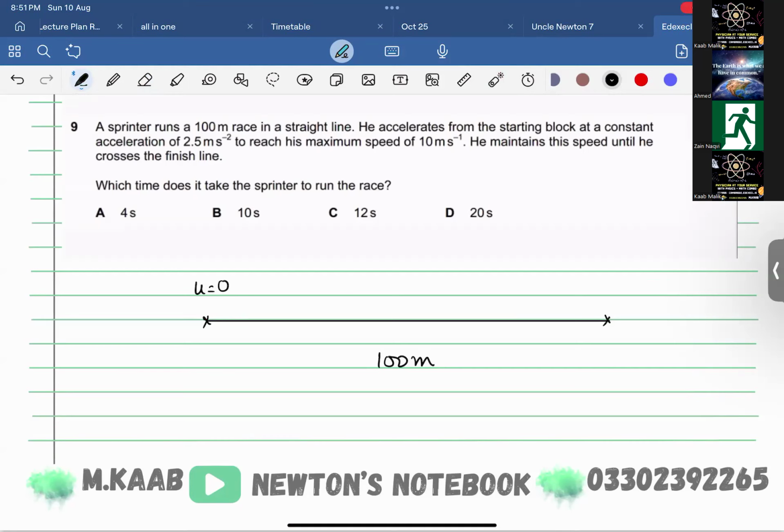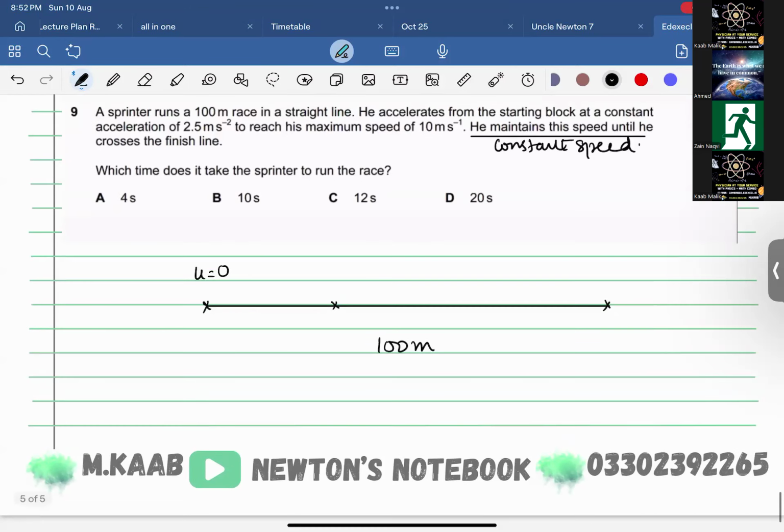He says he maintains the speed until he finishes, which means constant speed, okay? This means that in some portion, let's say till this point, the sprinter accelerates, and after that point till the end he is not accelerating.